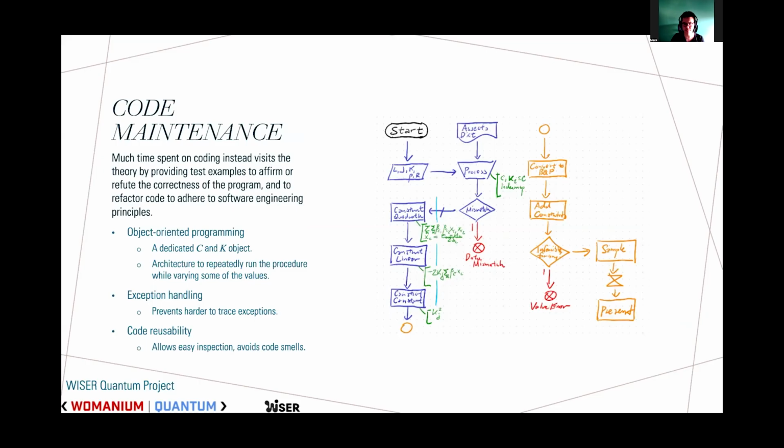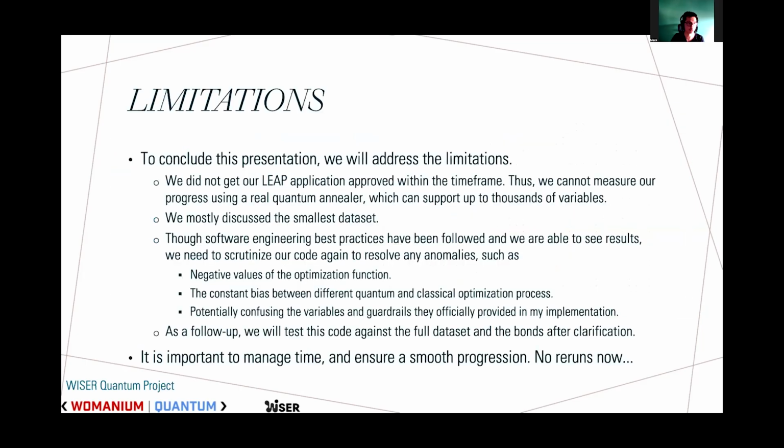So much time spent on coding also involves a lot of testing and code maintenance. So good code scalability and no code smells flowchart. But our limitation is, unfortunately, we are not able to get a real quantum annealer, which can support up to thousands of variables. We mostly discuss the smallest data set. And unfortunately, we will have to test our code with a full data set, but right now we're not able to rerun the code. We need to verify that my bounds match exactly those of the original for accurate benchmarking.